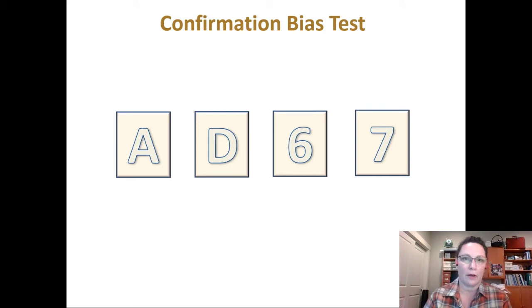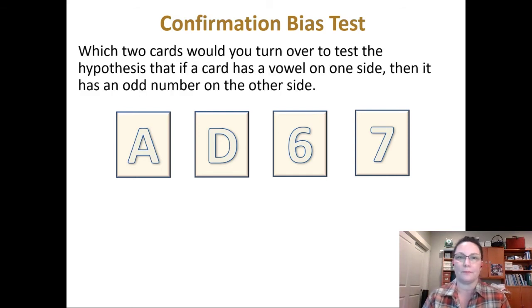Okay, so now that you know how the cards are constructed, here is your problem. Which 2 cards would you turn over to test the hypothesis that if a card has a vowel on one side, then it has an odd number on the other side? So you can only turn over 2 cards. Which 2 cards would help you to test the hypothesis? Ooh, I used that science word, right? So try and think scientifically. Which 2 cards would you turn over to test the hypothesis that if a card has a vowel on one side, then it has an odd number on the other side?